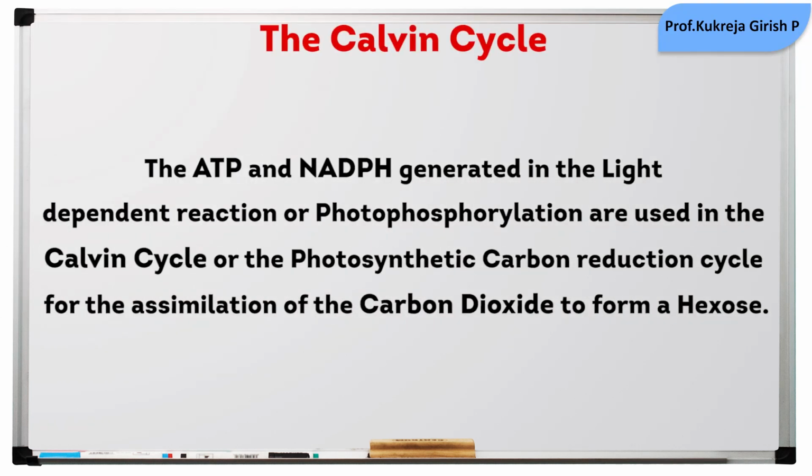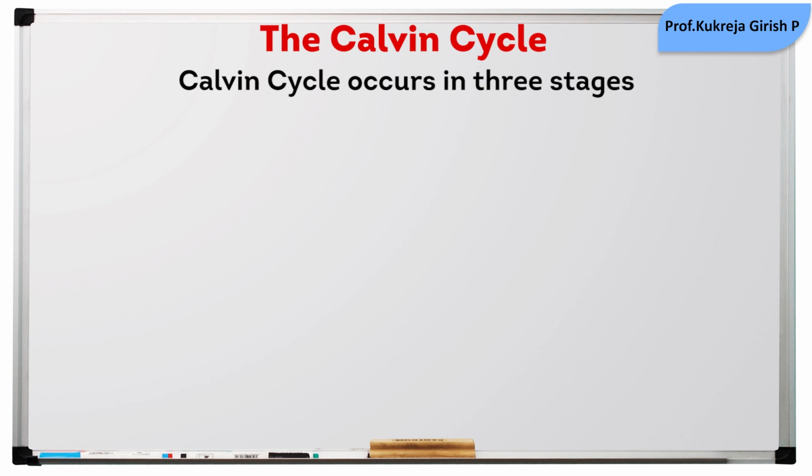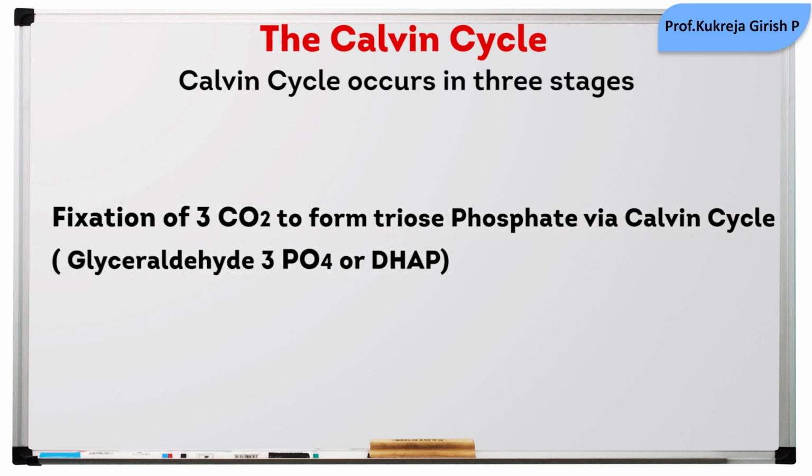The ATP and NADPH generated in the light-dependent reaction, or the photophosphorylation, are used in the Calvin cycle, or the photosynthetic carbon reduction cycle, for the assimilation of carbon dioxide to form a hexose. The entire process of the Calvin cycle occurs in three basic stages. Let us consider the fixation of three molecules of carbon dioxide to form a triose phosphate via the Calvin cycle.